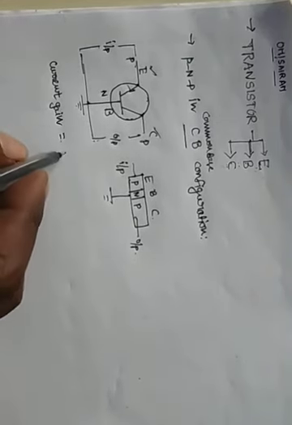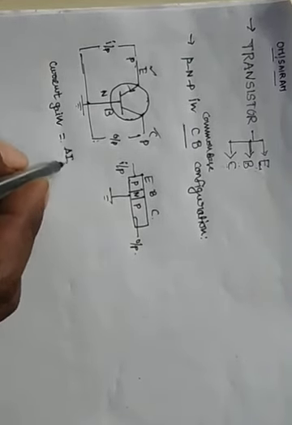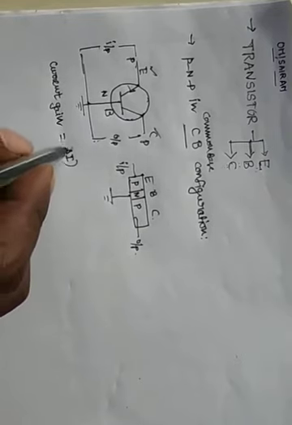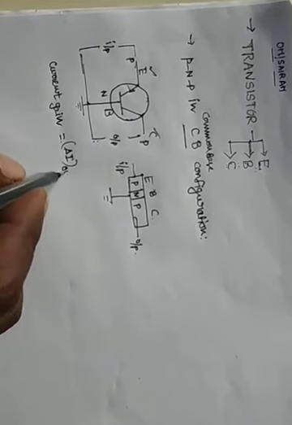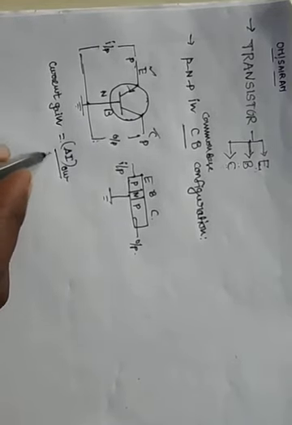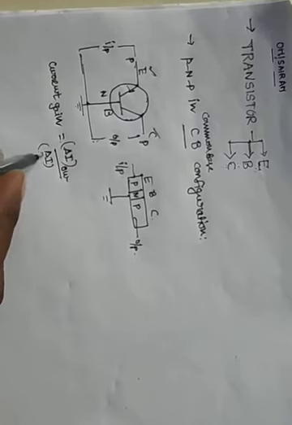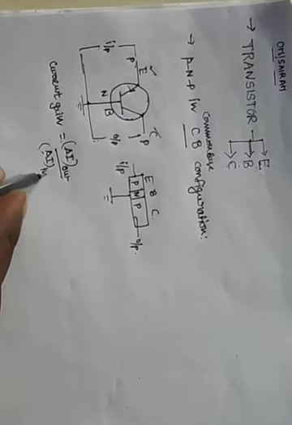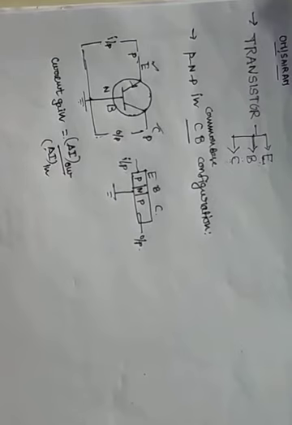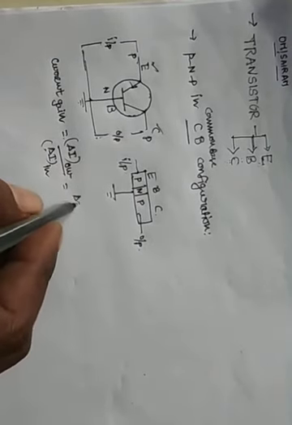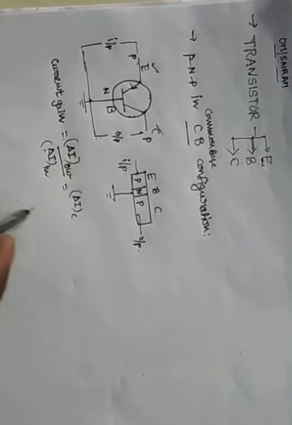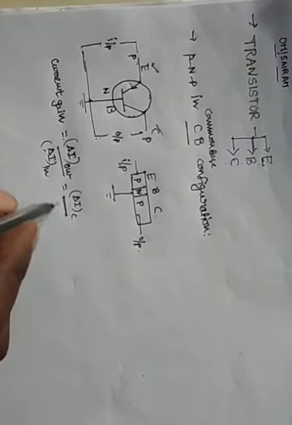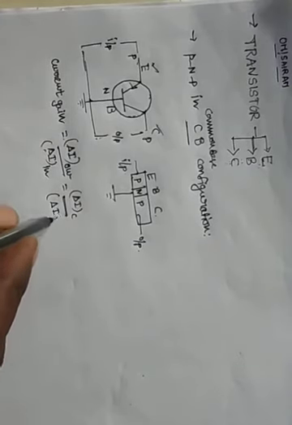So in the common base configuration, the current gain is equal to the small change in the output current by the small change in the input current. What is the output here? Collector. What is the input here? Emitter.